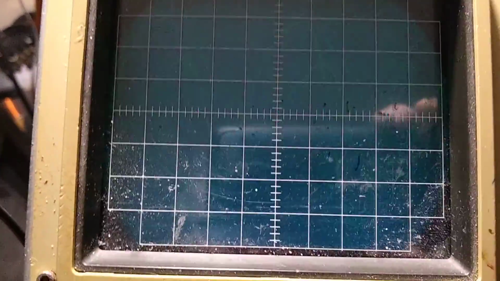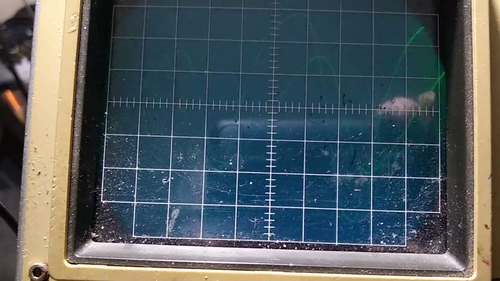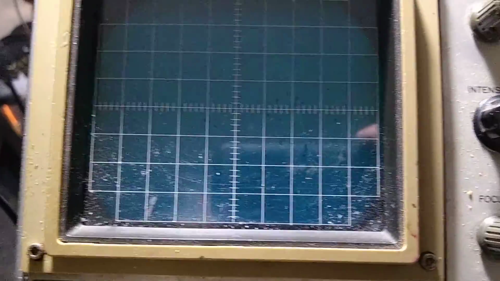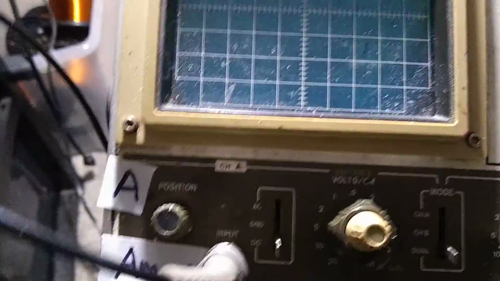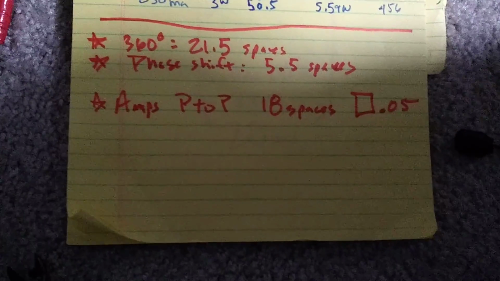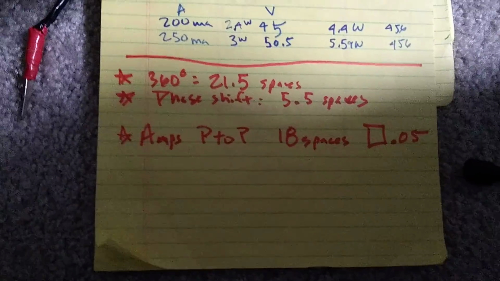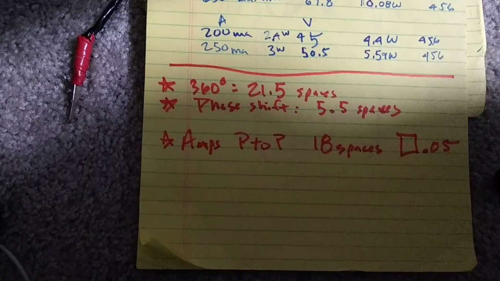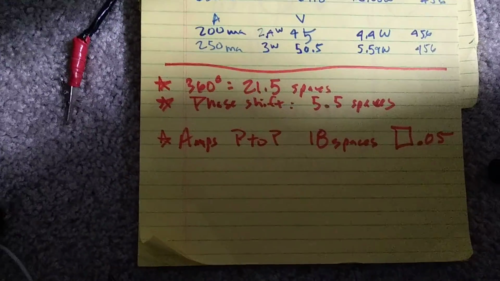The amperage is the slightly angled one to the right. The voltage is the tall one. So there's the data you need. So I wrote it down, 18 spaces peak to peak for amps, and it's 0.05 per square division. 360 degrees is 21.5, and the phase shift is 5.5.